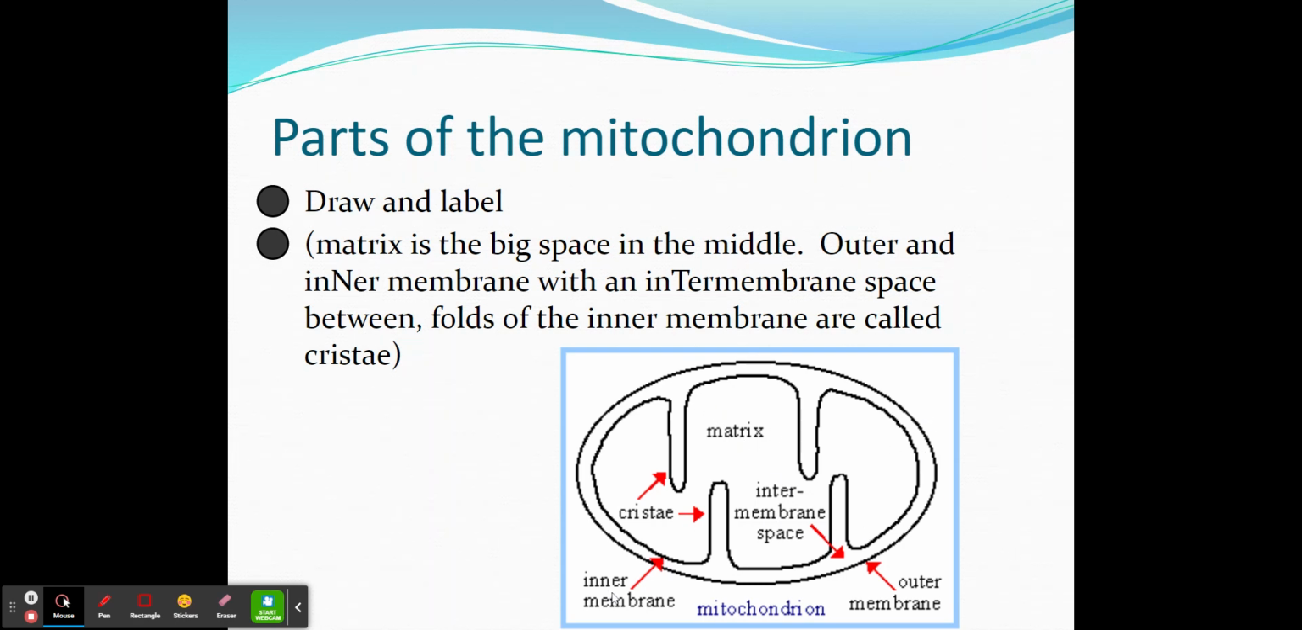So there are 1, 2, 3, 4, 5 parts that you need to know. We have the two membranes, the outer membrane, that's the smooth oval, and the inner membrane. Notice there's no T in here because it's not intermembrane, it's inner, like inside, like inner piece. So notice the inner membrane has these squigglies. It's not a smooth oval, it has these little squigglies in here. Those squigglies are called cristae. That's the plural. The singular would be one crista. So if you know any squiggly people named Krista, that's a pretty easy way to remember that.